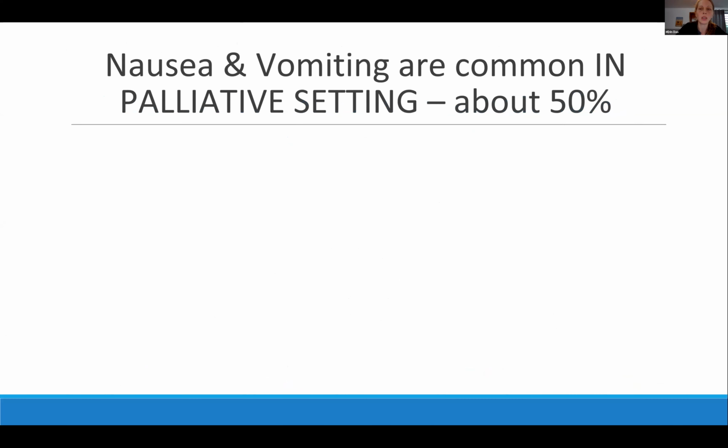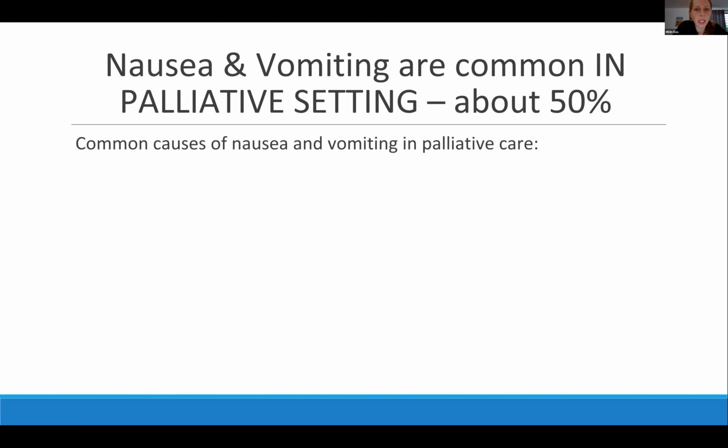So to start off, nausea and vomiting is actually extremely common in palliative care, and we find it in about 50% of our patients. The common causes of nausea and vomiting in patients with palliative care needs are related to medication. Last week we learned about opioids and morphine specifically, but medications can cause the side effect of nausea and vomiting, including the opioids, the NSAIDs, and antibiotics.